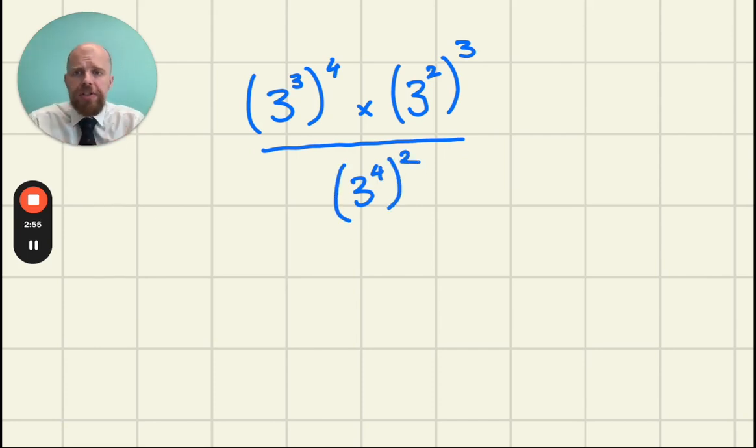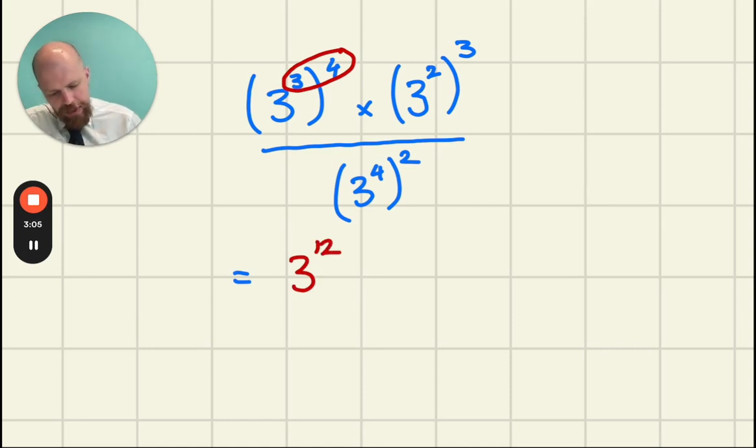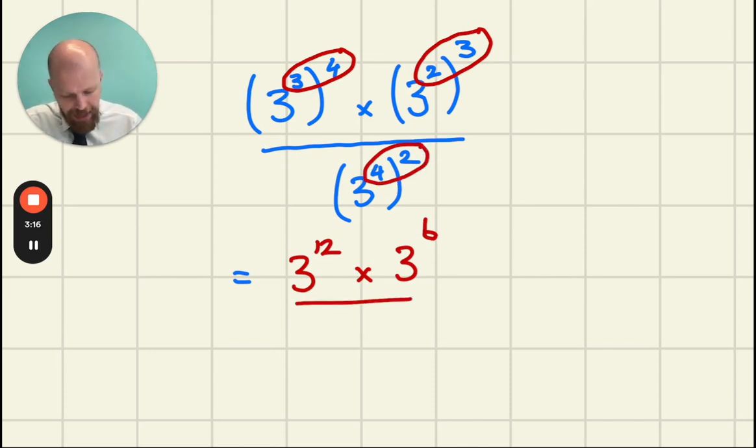Now let's start with just the brackets. When we have brackets, we multiply the powers. So my first one, I just do 3 times 4. I get 3 to the power 12. The next one, I do 2 times 3, and that would give me 3 to the power 6. And on the denominator, I do 4 times 2, and that will give me 3 to the power 8.